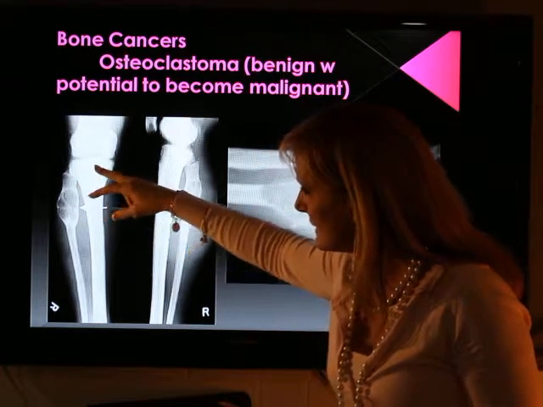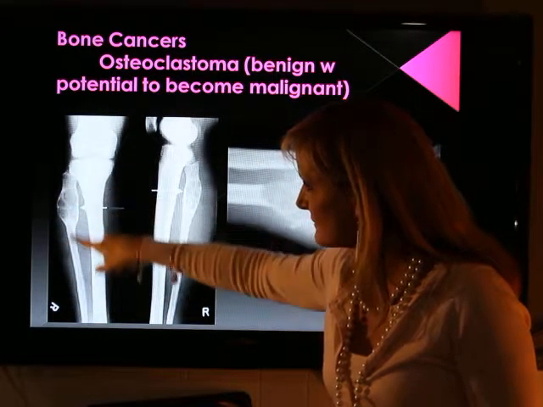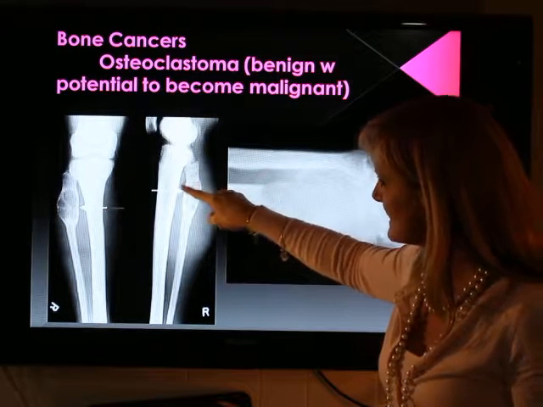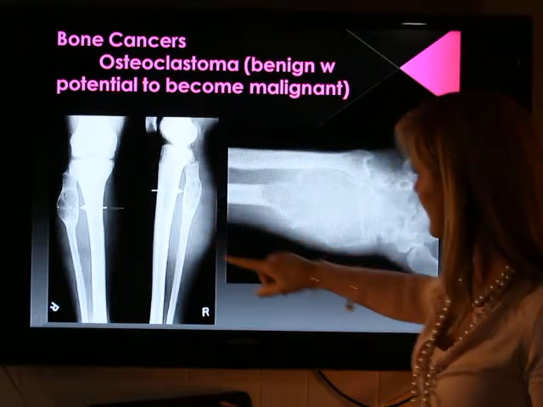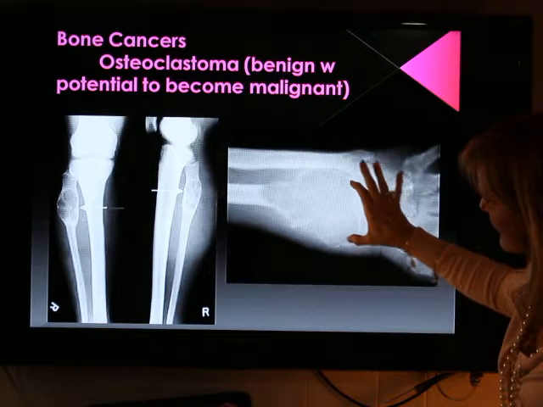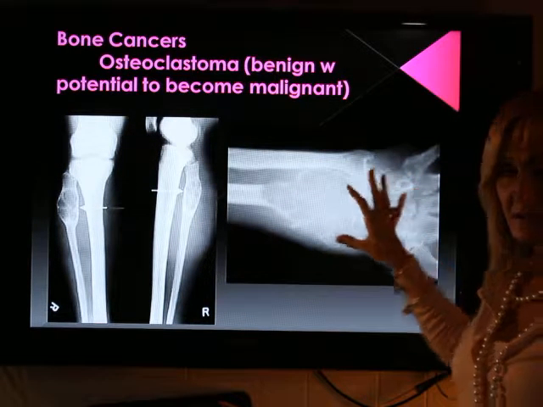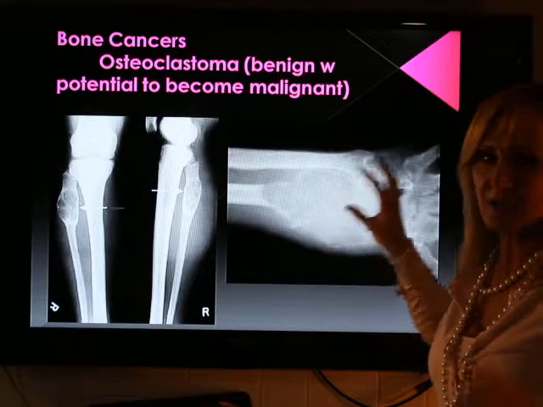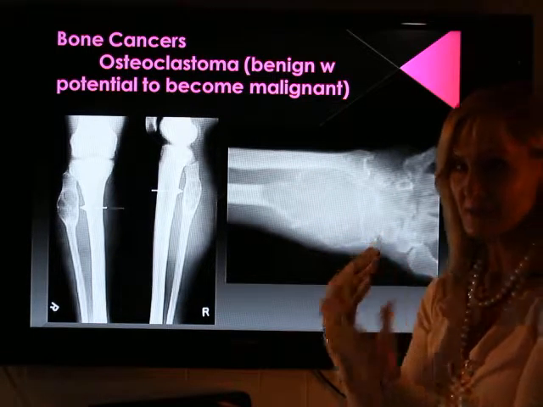There's one right here. This is the tib fib. This is the fibula, and you can see there's an osteoclastoma right here. There's an osteoclastoma, the same one right here. This is in the hand, and there's a big osteoclastoma right here. It is painful. Anything in the bones is painful. And it's not malignant, but if it's not treated, it can become malignant.